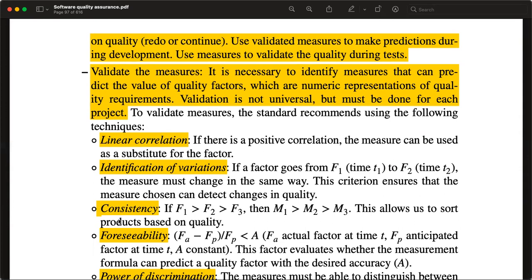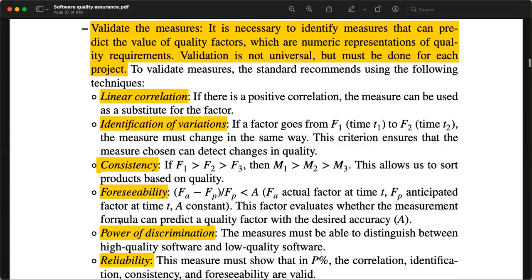Then validate the measures. How will you validate the measures? It is necessary to identify measures that can predict the values of quality factors, because you need some measurement methodology. So validation is not universal, but must be done for each project. So what are some techniques for validation? One is linear correlation. If there is a positive correlation, the measure can be used as a substitute for the factor.